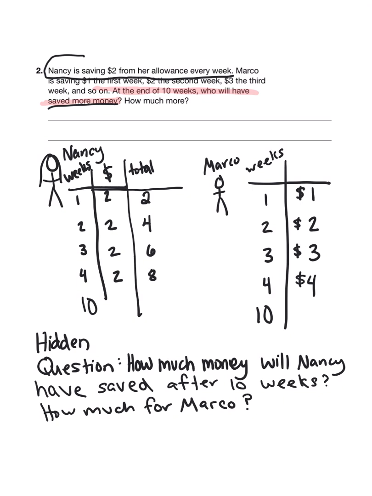It seems like this is a pretty simple case of multiplying the number of weeks times $2 per week. So to figure out how much she will have saved after 10 weeks, I can just multiply 10 times 2, and I'll see that she has earned $20. Okay, so that's one hidden question that's been answered. $20 for Nancy.